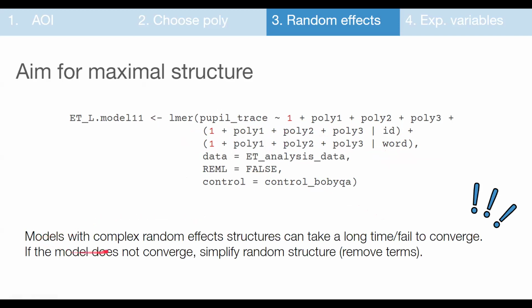And this is something important that Drew already told you, that models with complex random effects can take a long time or can also fail to converge. So this is important maybe for the last part where you start adding the experimental variables. Sometimes you see there that models don't converge. So what you usually do is to simplify the random structure. So you would start deleting this poly 3, for example, this poly 2, and so on.